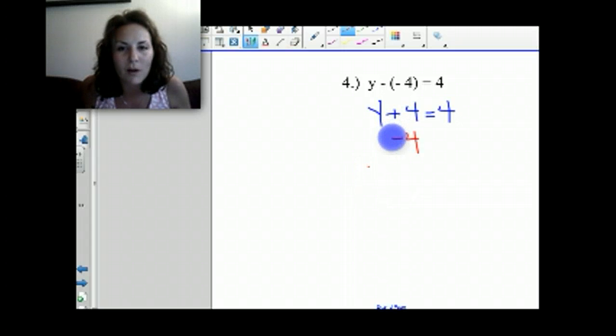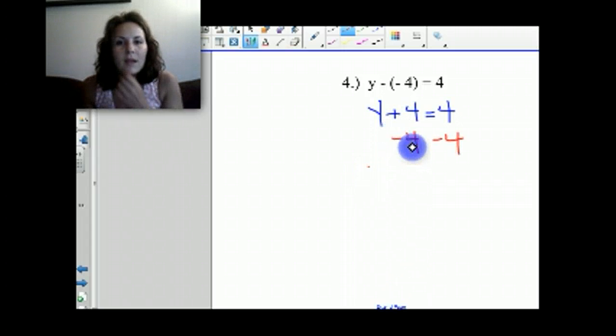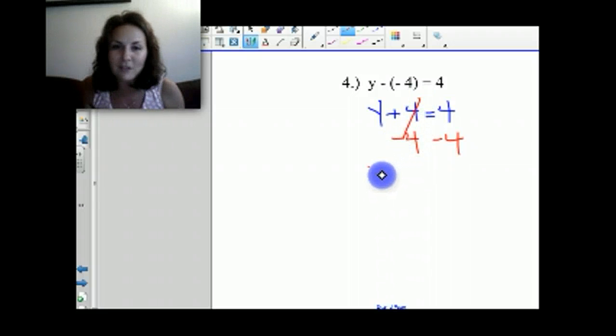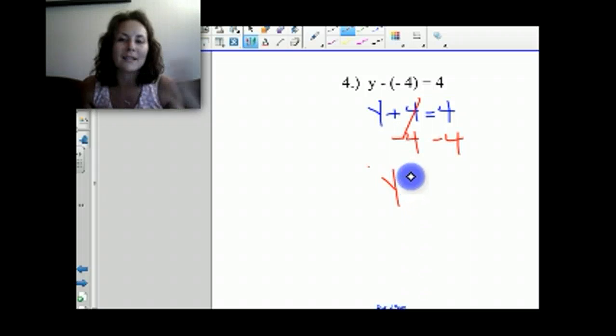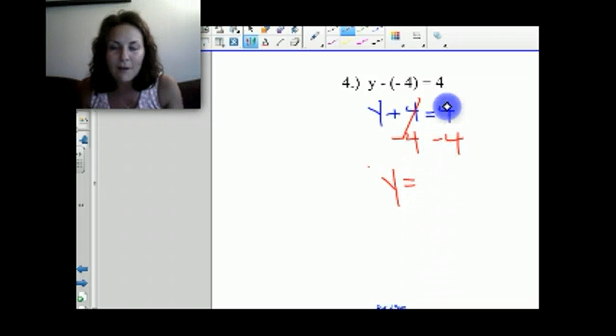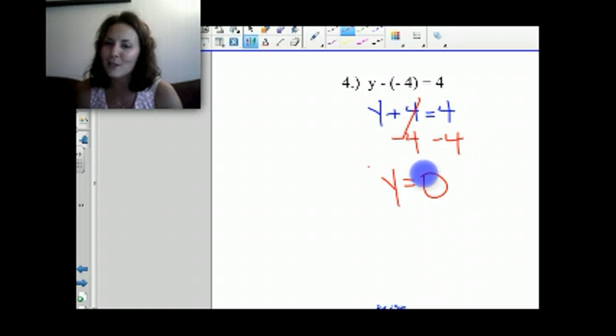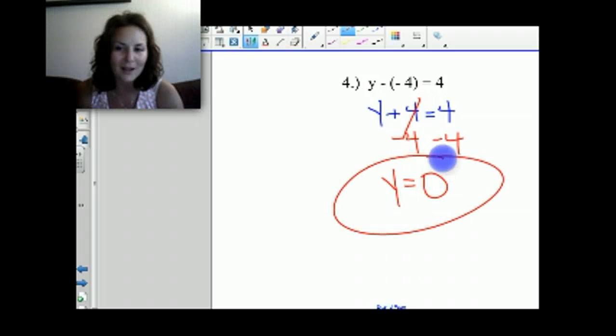We subtract 4 from both sides. Now, 4 minus 4 is 0. 0 cancels. Y plus 0 is y. Our y is by itself. 4 minus 4 is also 0. So y equals 0.